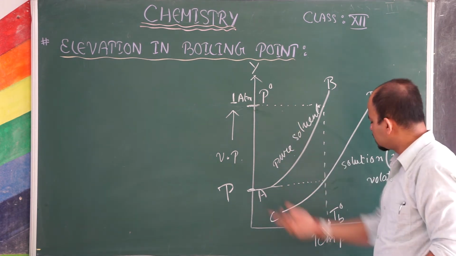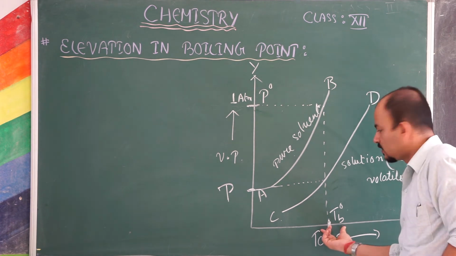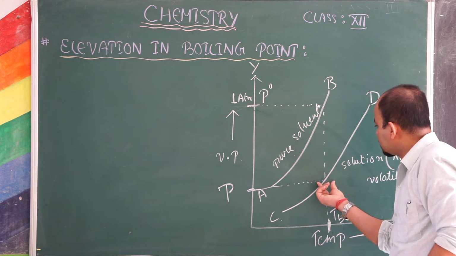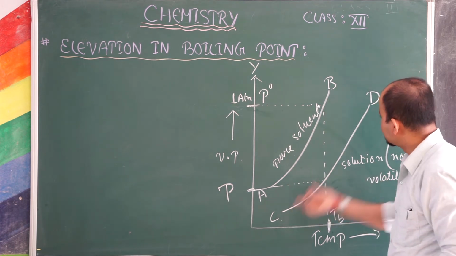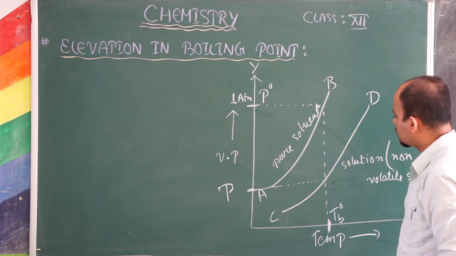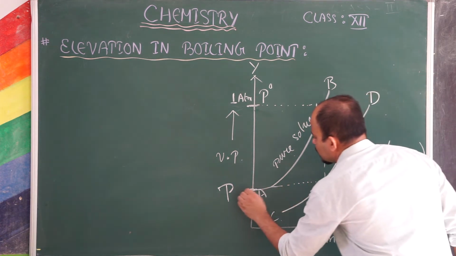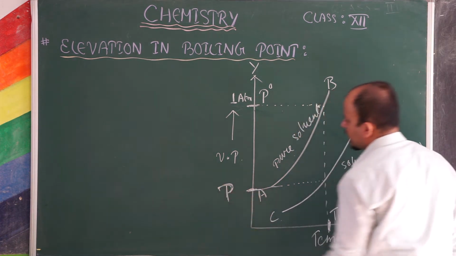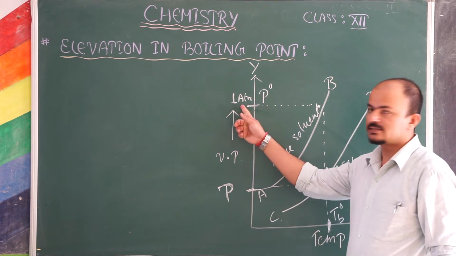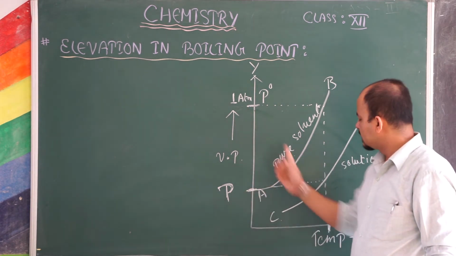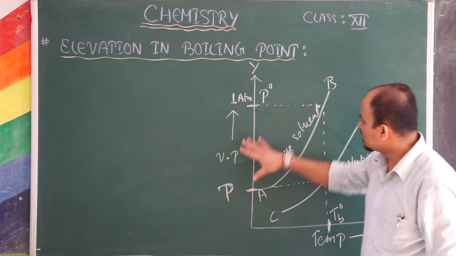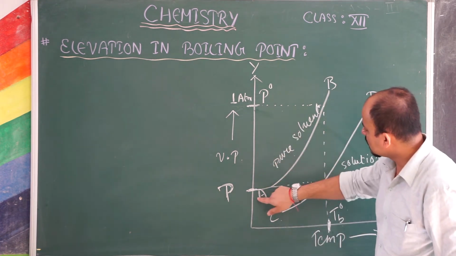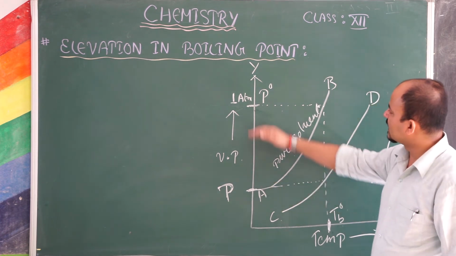Now at this particular temperature, you can see that the vapor pressure of this solution CD, which contains non-volatile solute, corresponds to this point, say P. That means it is not equal to the atmospheric pressure. That means at this particular temperature, this solution will not start boiling. You can see that the vapor pressure of the solution is lower than that of what?